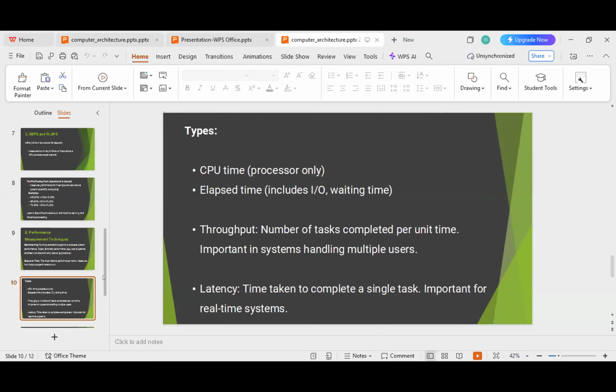Then another type is throughput. Throughput is the number of tasks completed per unit time. It is important in systems handling multiple users. And then we also have latency, the time taken to complete a single task. It is important for real-time systems.